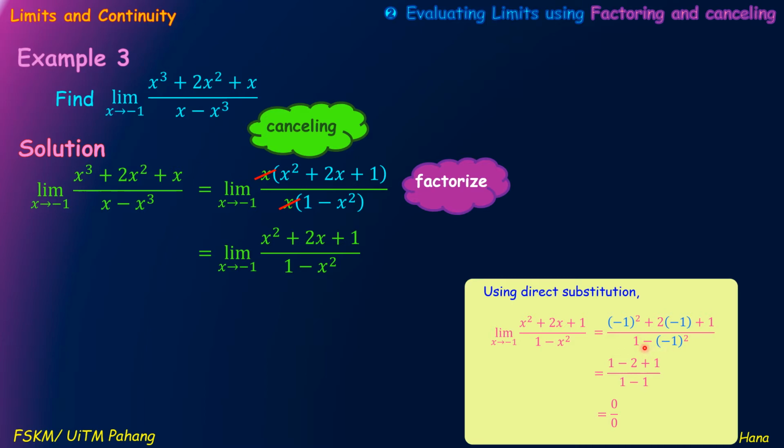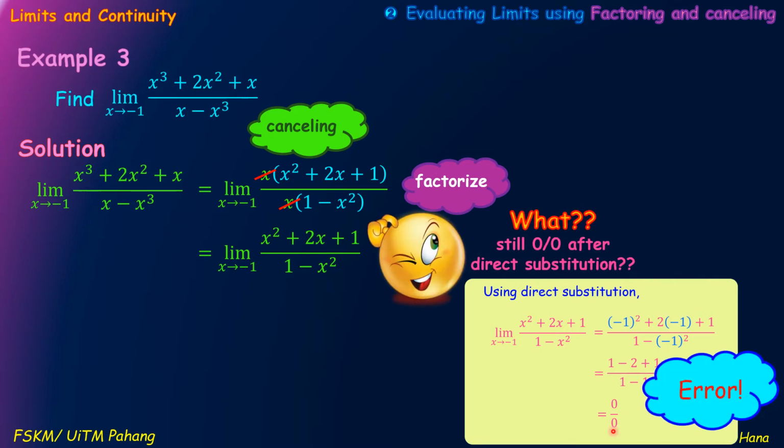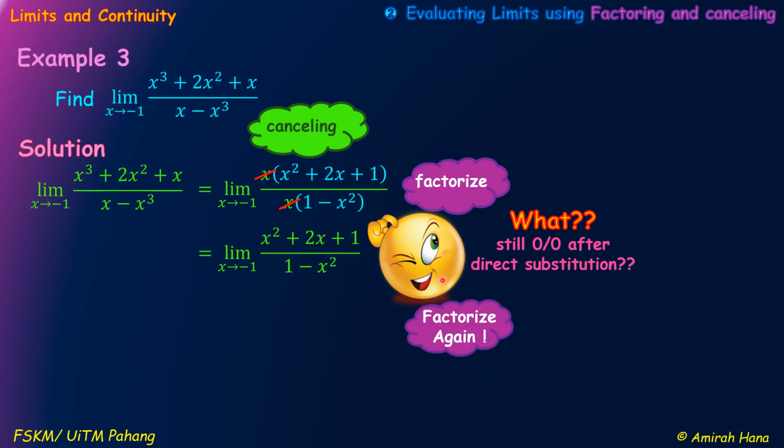After that, we cannot multiply the negative sign here with the negative inside the bracket, because the negative inside the bracket is squared. So we need to solve the square first. (-1) squared equals +1 and we still have the minus sign here. After we simplify, we get 0 over 0, which is an error. What? Still 0 over 0 after direct substitution? So, we need to factorize again.